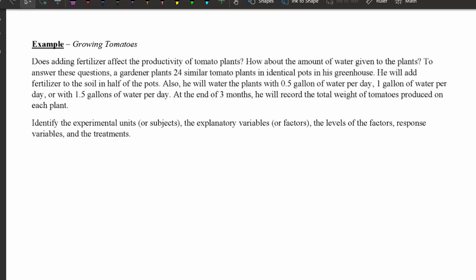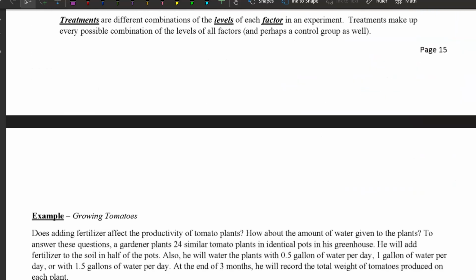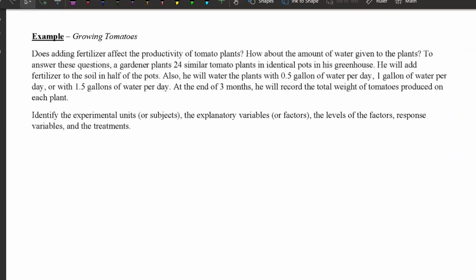Let's do an example using some of this vocabulary that we saw on the previous slide. Growing tomatoes. Does adding fertilizer affect the productivity of tomato plants? How about the amount of water given to the plants? To answer these questions, a gardener plants 24 similar tomato plants in identical pots in his greenhouse.